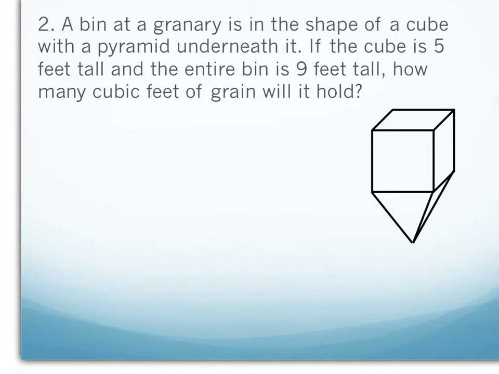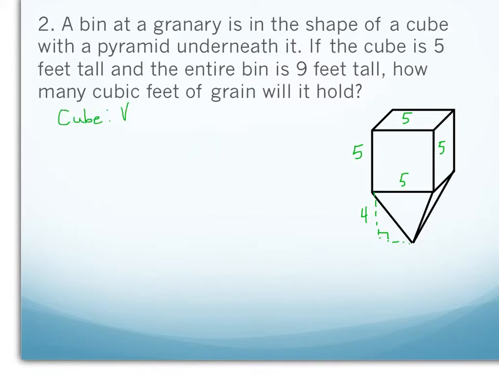In number 2, it says a bin at a granary is in the shape of a cube with a pyramid underneath it. If the cube is 5 feet tall and the entire bin is 9 feet tall, how many cubic feet of grain will it hold? Alright, so we know our cube is 5 feet tall. Since it's a cube, all of our sides are congruent. The entire height is 9, so that means the height of our pyramid must be 4, because 5 plus 4 is 9. Alright, so let's first find the volume of our cube.